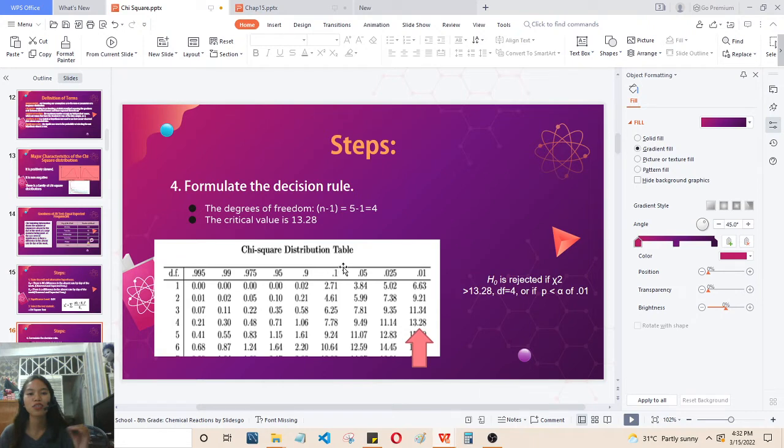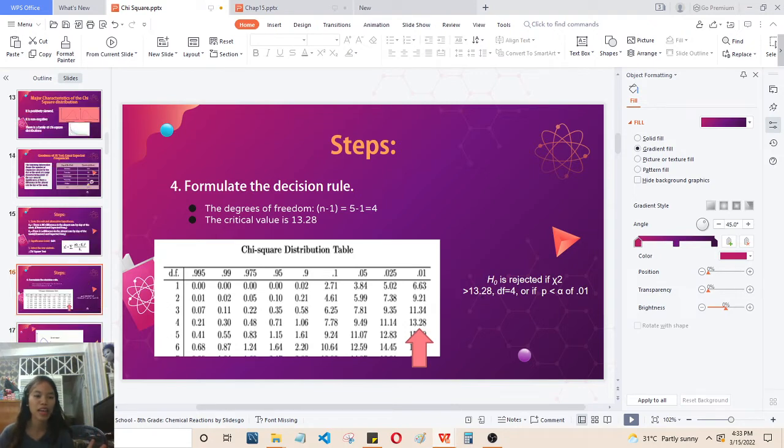Looking at our chi-square distribution table, we have here 4 for our degrees of freedom, and for our significance level at 0.01, it intersects here at 13.28. This value is our critical value. So our decision rule will be our H null is rejected if our chi-square value goes beyond our critical value, which is 13.28. To visualize, this is how it looks like.